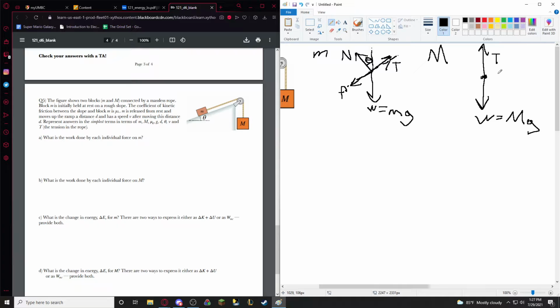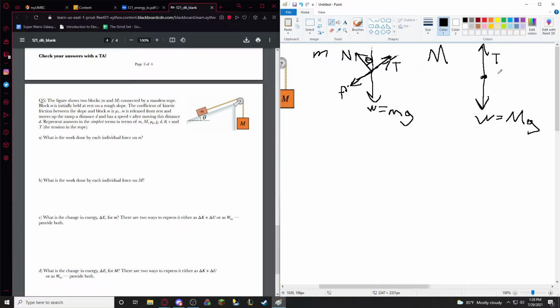So, give me just a second. The figure shows two blocks, m and M, connected by a massless rope. Block m is initially held at rest on a rough slope. The coefficient of kinetic friction between the slope and block m is mu k. M is released from rest and moves up the ramp a distance d and has a speed v after moving this distance d.